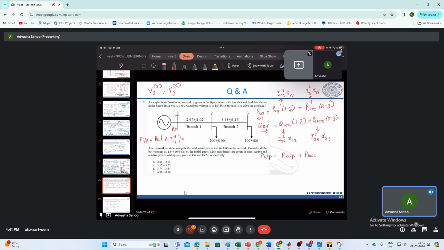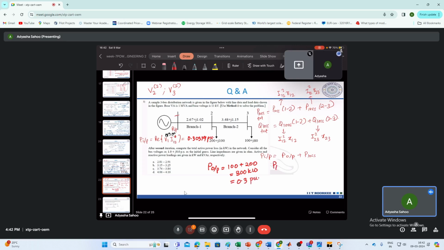So this will come out as, and these are at the second iteration, right? Second iteration values will put basically. Then you will get a P input as 0.30319 per unit. Now once you know that, what is your P output? That is your 200 plus 100 kilowatt, 300 kilowatt, or 0.3 per unit.